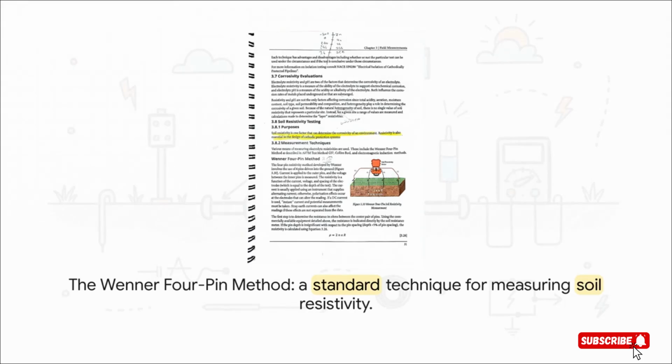And how do we measure it? Well, the industry standard is the Wenner 4-pin method, which you see here. It's actually brilliantly simple. You drive 4 metal pins into the ground, all equally spaced apart. You use the outer 2 pins to inject a small, known electrical current into the ground. And you use the inner 2 pins to measure the resulting voltage. That gives you a resistance value for that specific chunk of soil.